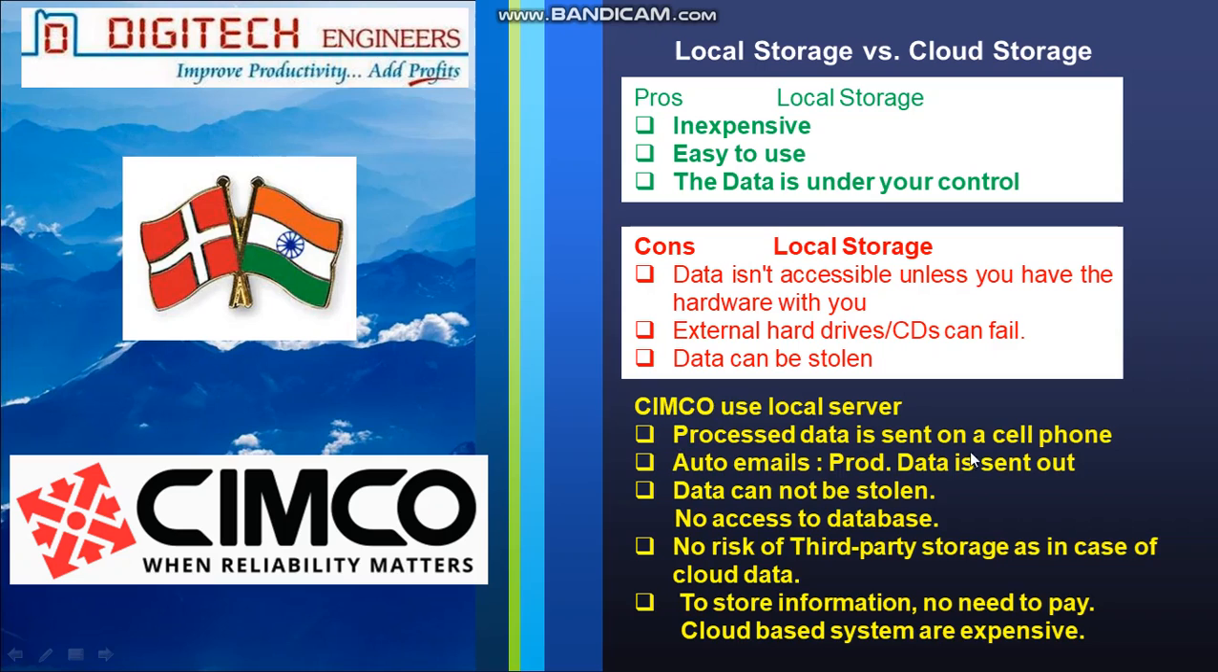Process data is sent on a cell phone. Auto emails are also sent. Production data is sent out. Data cannot be stolen. There is no access to the database. No risk of third-party storage as in case of cloud data. To store the information, you don't have to pay anything. Cloud-based systems are generally expensive.